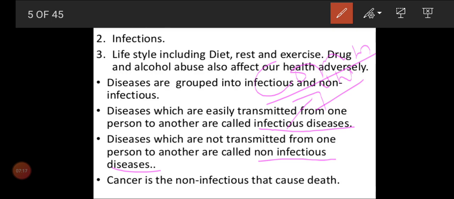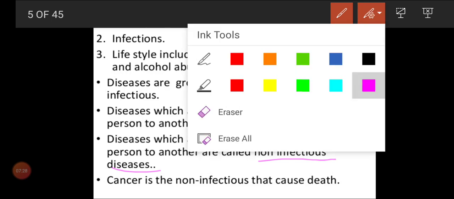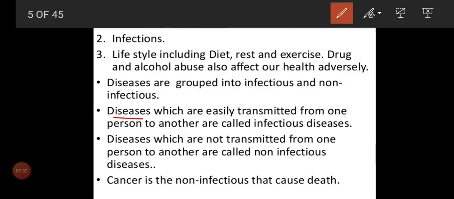These two diseases come under which category, children? Acquired diseases. After birth we are getting them, so we can define them as acquired diseases. I'll read the definition which is given on the slide. Diseases which are easily transmitted from one person to another person are called infectious diseases. What could be the examples for infectious diseases?